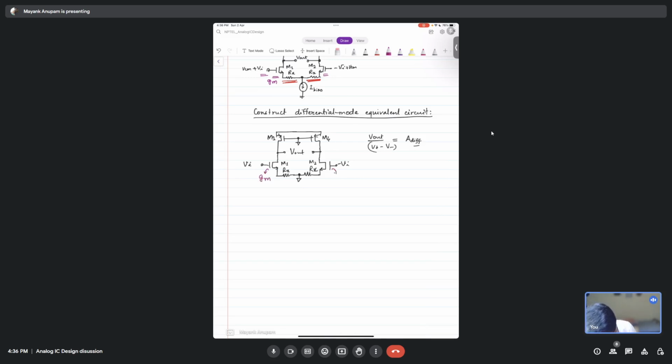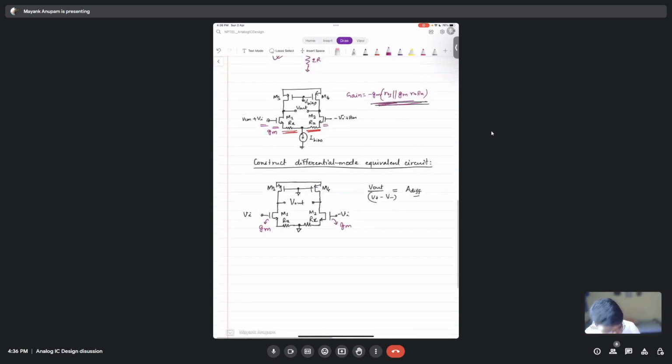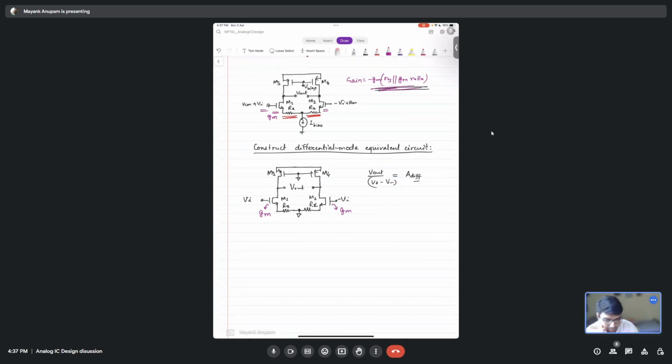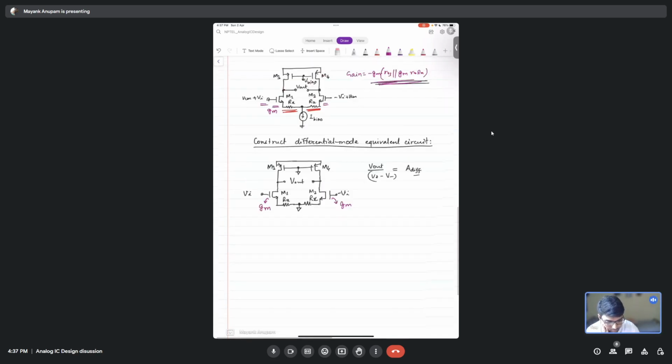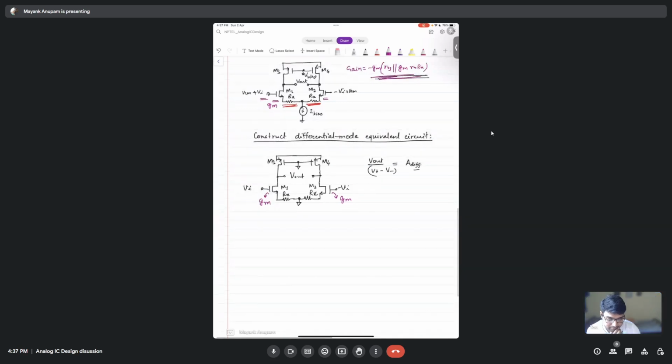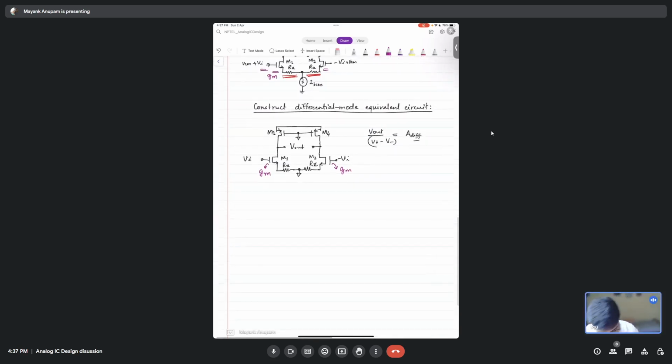The person who gave the gain earlier, would you like to revise your answer? I mean, is there something wrong with this answer? Okay, fine. So let's see.